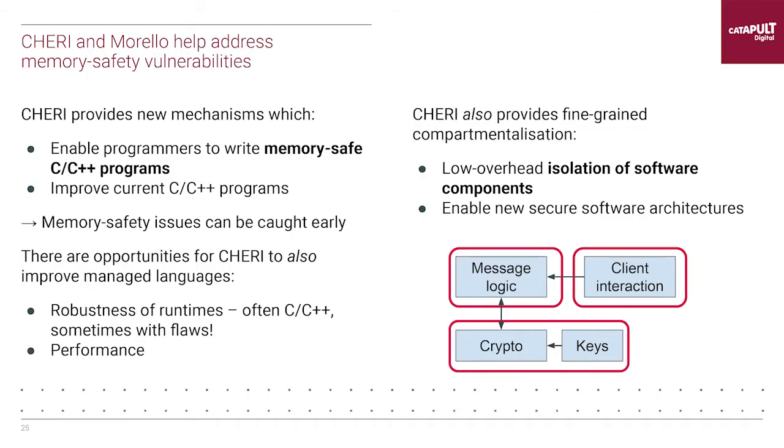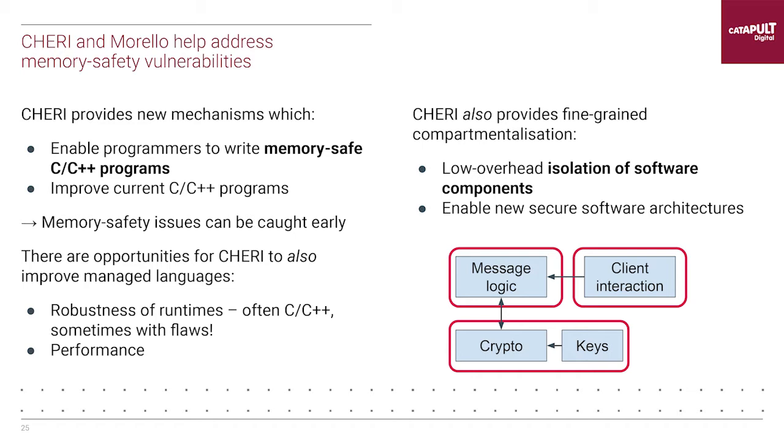The other really interesting feature that Cherry provides is that of fine-grained compartmentalization. This gives us a low overhead isolation of software components, even in the same application process address space. So instead of existing methods where we might, for example, split an application across several processes and use shared memory, it's quite a coarse-grained memory management way of separating data out.